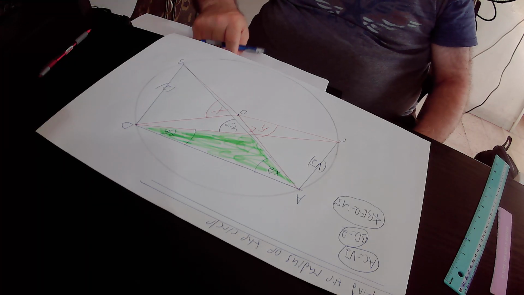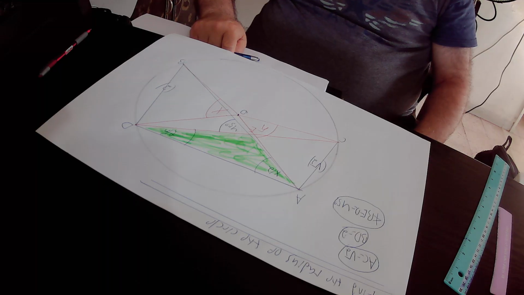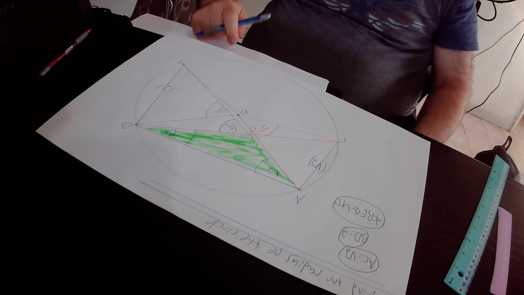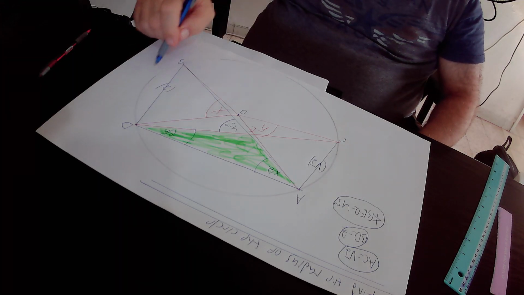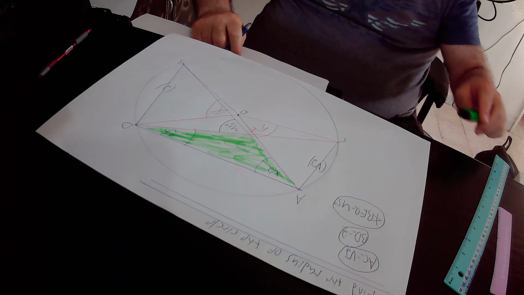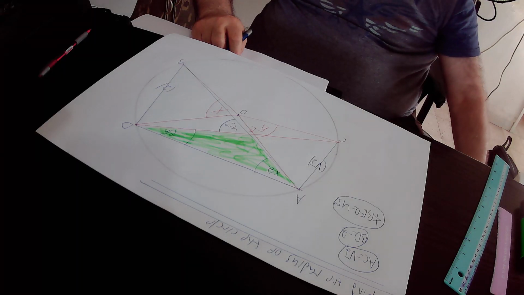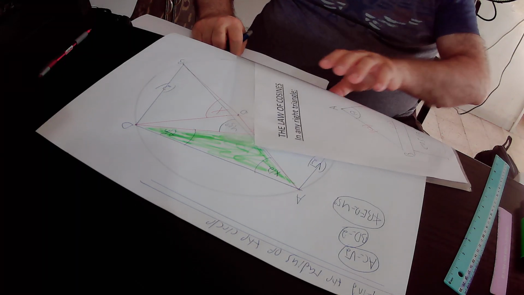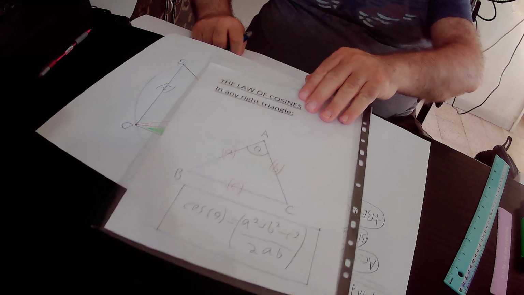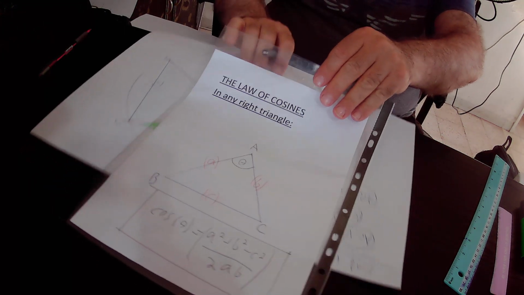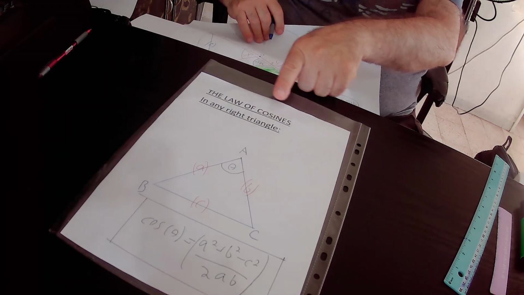In the next step, I repeat the law of cosines quickly, and we will implement the law of cosines in this triangle, triangle BOD. The law of cosines is true in any triangle.